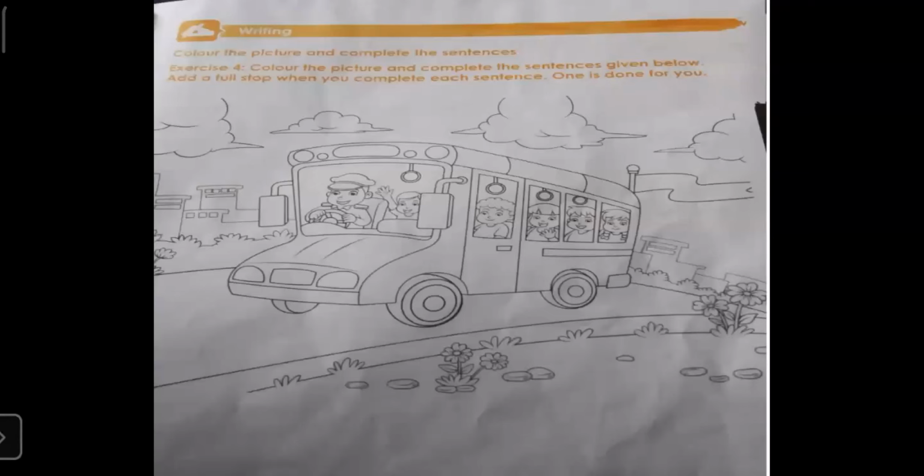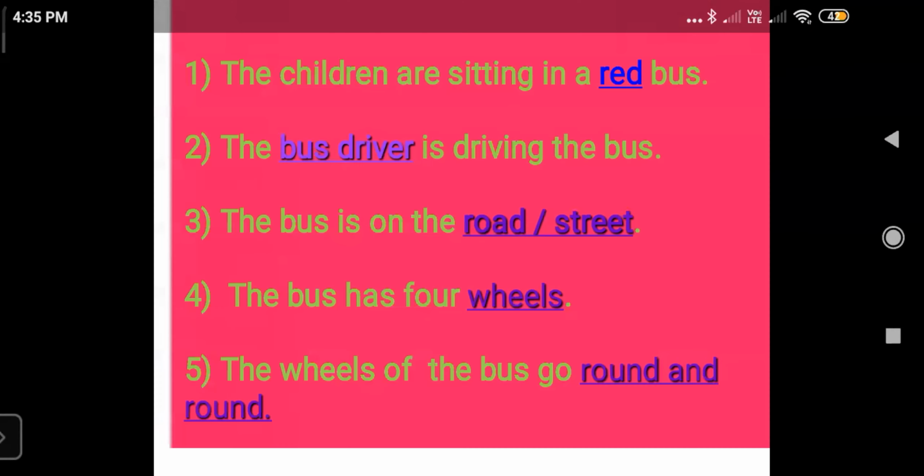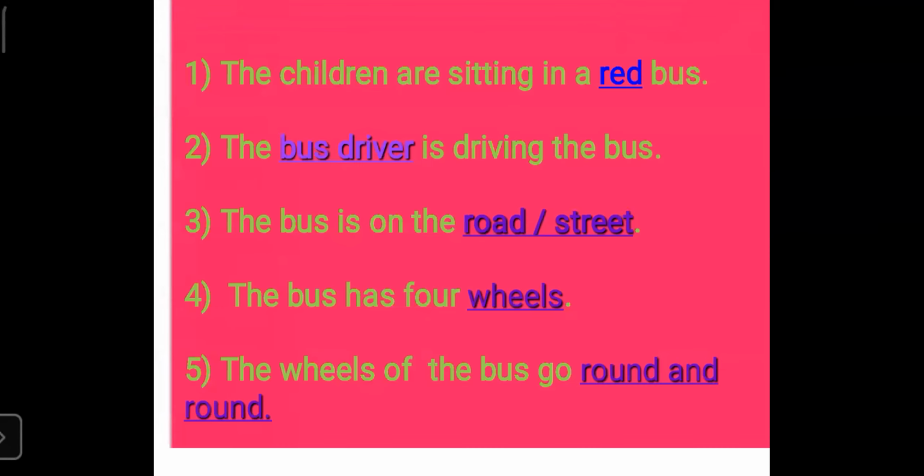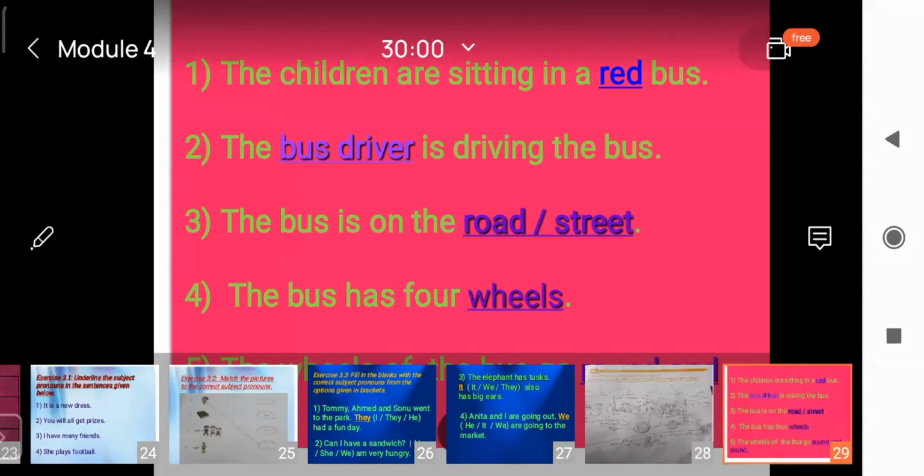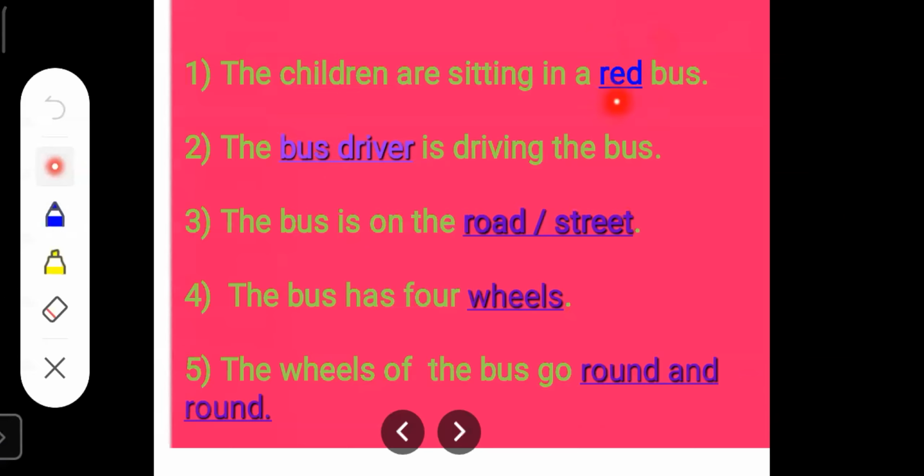Children, then last part in this module was you had to color a bus, isn't it? Given on page number 35, which you all have done very nicely, isn't it? So on the basis of that picture, you have to answer some fill in the blanks. The children are sitting in a dash bus. If you have colored it red, then you can write red. If you have colored it blue, you can write blue bus. Whatever color you have put for the bus, you have to write that color.